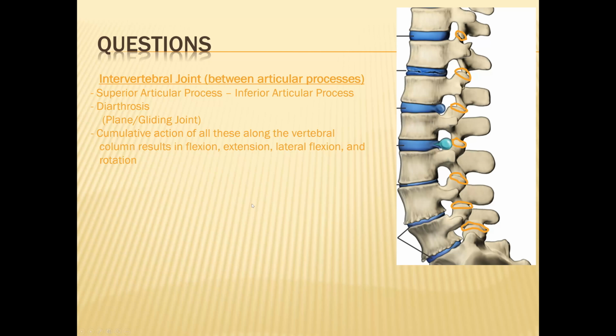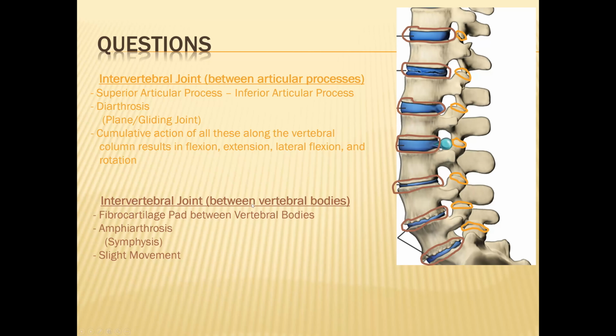The other type of joint that we can see here are the intervertebral joints between the vertebral bodies. So this is where we have a fibrocartilage pad between the vertebral bodies of the vertebrae. This is a type of joint called an amphiarthrosis, and specifically it's called a symphysis. And so this type of joint only allows very slight movements.